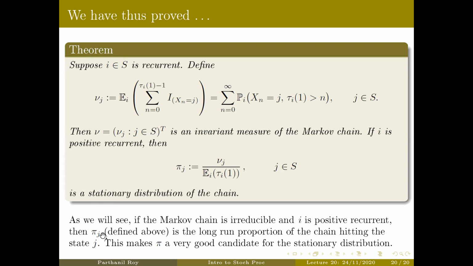Another issue that I have only told you verbally, but I think it's good to write down: if the Markov chain is irreducible and the state i is positive recurrent, then pi j defined above is the long run proportion of time the chain hits the state j. That is, what proportion of the time the Markov chain will hit the state j if you run the Markov chain for a very long time. This will make pi a very good candidate for the stationary distribution. This also needs to be justified. We'll see this next time.